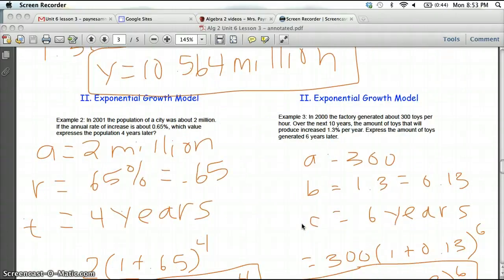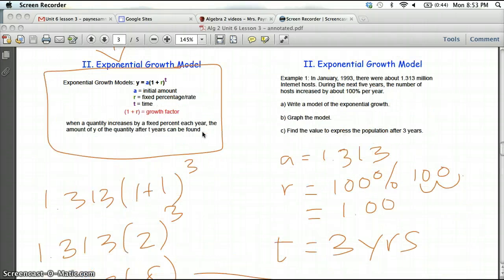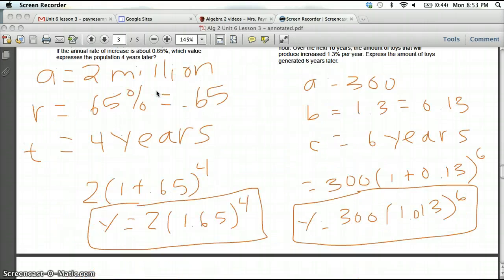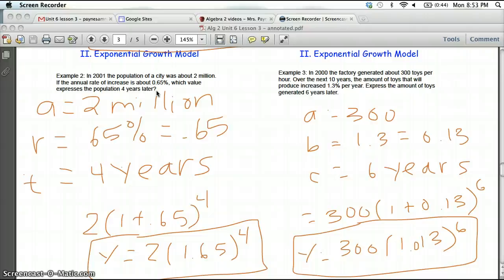Let's look at example 2. It says in 2001, the population of a city was about 2 million. So A is our initial amount. Our initial amount is 2 million people. Then it says, if the annual rate of increase is about 65%. Now, 65%, remember, you put your decimal here at the end and you move it over twice. So we're going to move it over twice and we get 0.65.